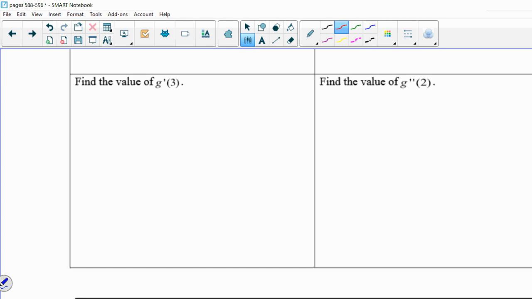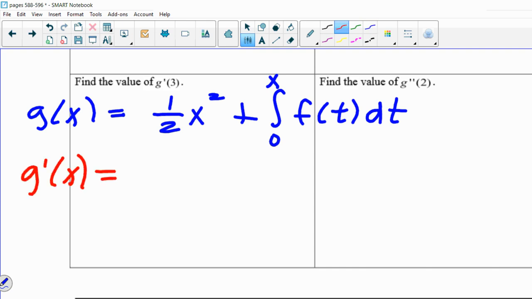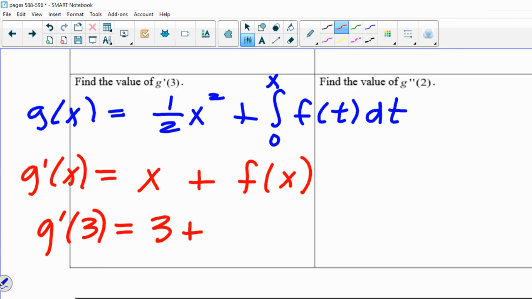Find the value of g prime of 3. Well, that means we've got to find the value of g prime of x. G of x was 1/2 x squared plus the integral from 0 to x of f of t dt. So g prime of x is the derivative of 1/2 x squared, which is x, and then the derivative of this integral is f of x. All right, so g prime of 3 is 3 plus f of 3.